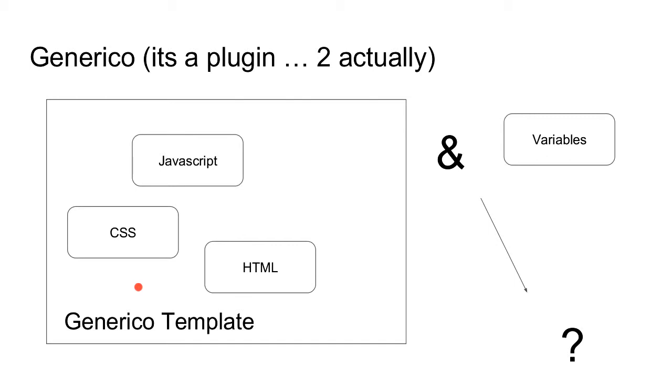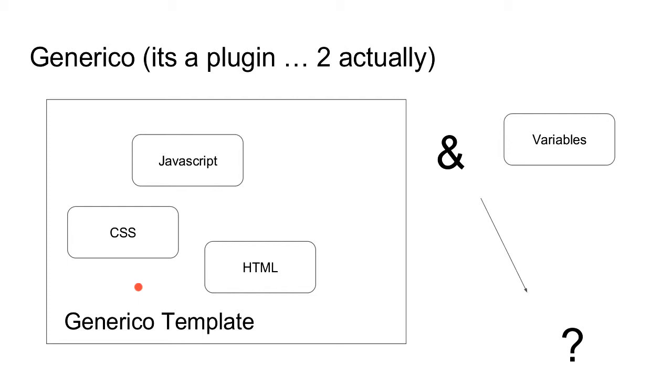Now the next thing I want to talk to, how are we going for time? We have a little bit of time. That's good. The next thing I want to talk about is Generico. Now Generico is a plugin. It's actually two plugins. It's a filter and it's an Atto editor plugin. I'll explain briefly what it does.